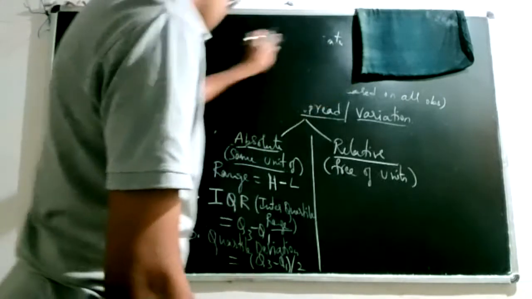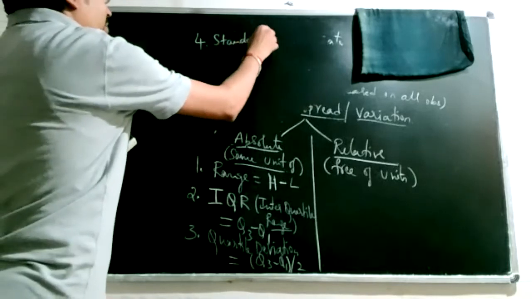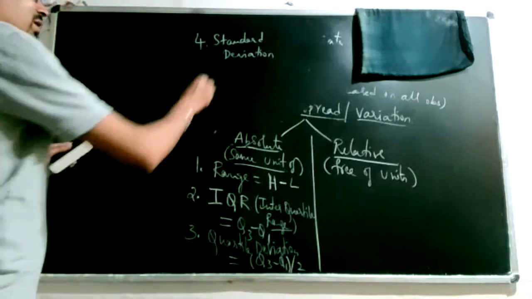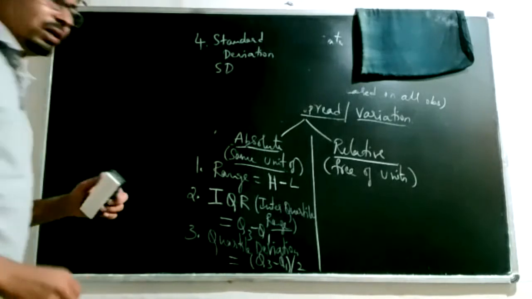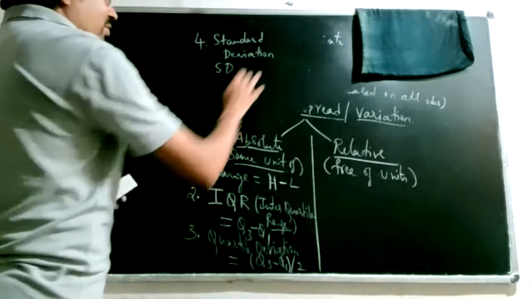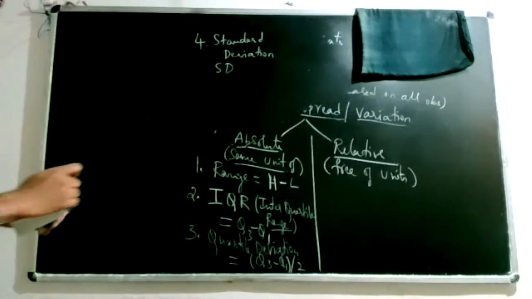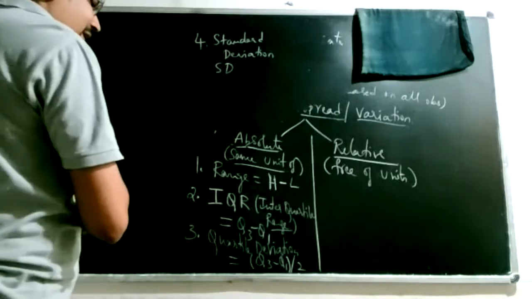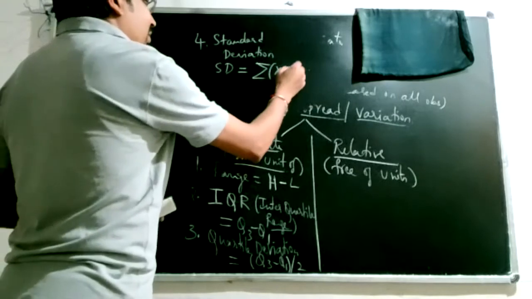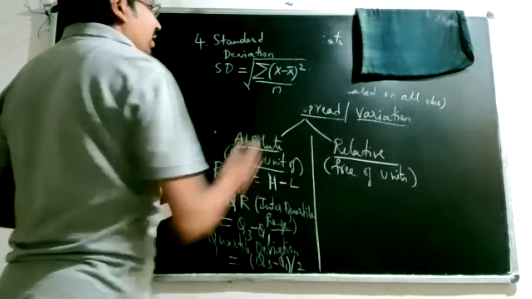The next commonly used measure, and the most widely used measure, is standard deviation, because of its simplicity as well as involving the computed arithmetic mean, and it has the square root function as well as the square function, which smooths the curve, a mathematical function. So it has wide application. Standard deviation, for raw data, is given by the formula: sigma of (x minus x bar) whole square divided by n, and the square root.